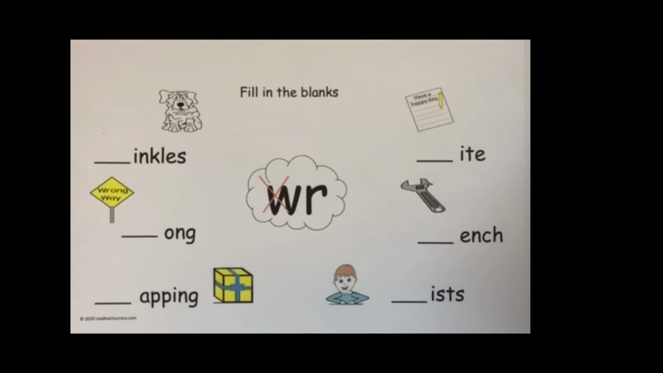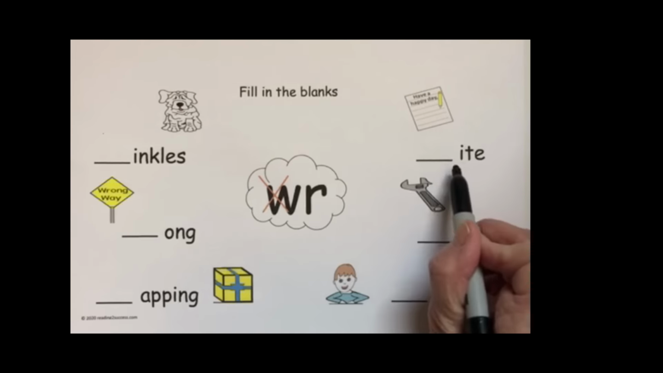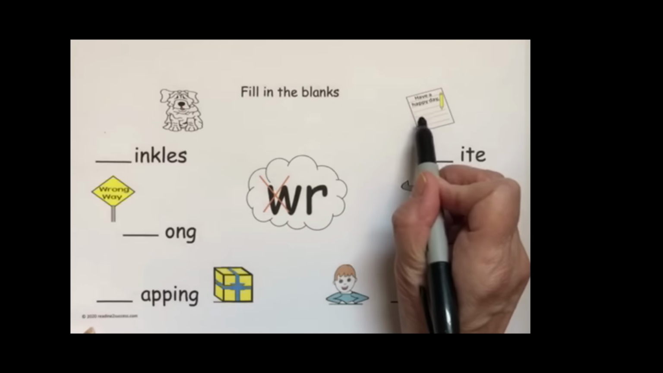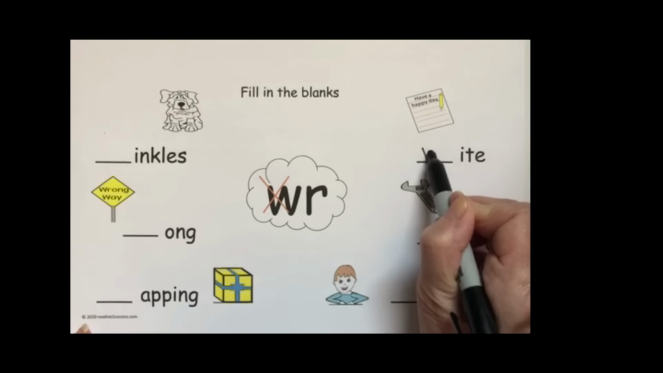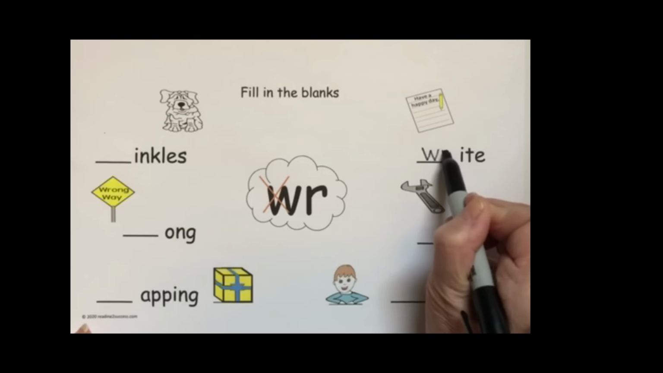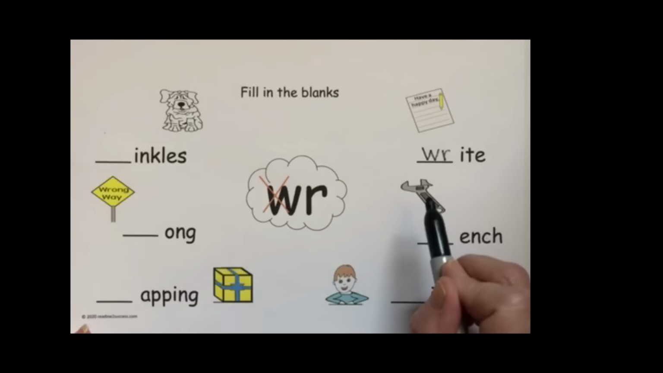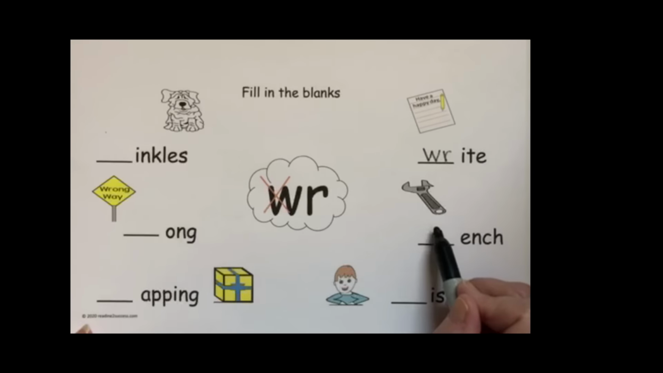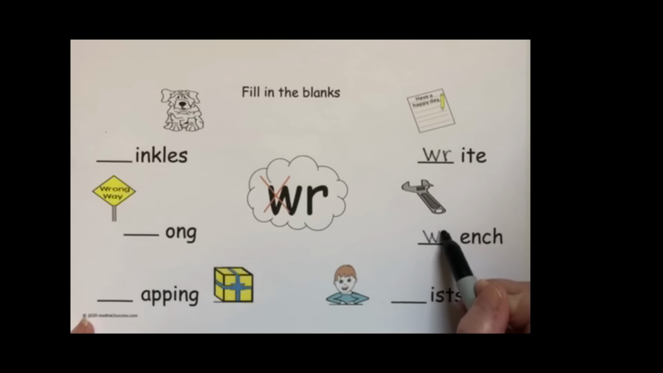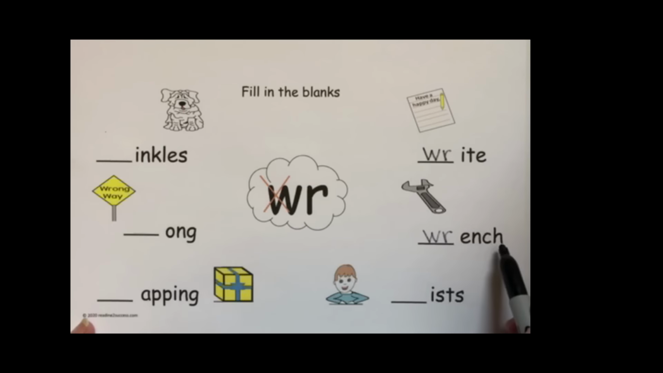So now with kids, fill in the blank with WR for each word. So we begin here, and this is ite. And we put the W, R in front of it, and we have write. Write. He is going to write a card. This is inch, inch. And then we're going to put a WR in front of it. And remember, the W is silent, so we hear the wrench. A wrench is a tool.